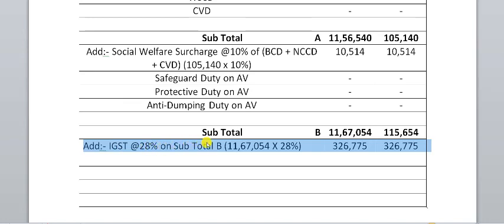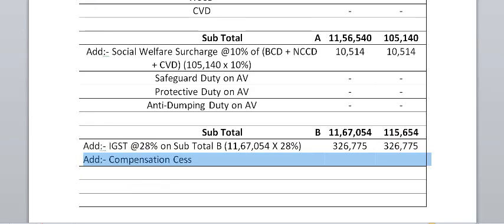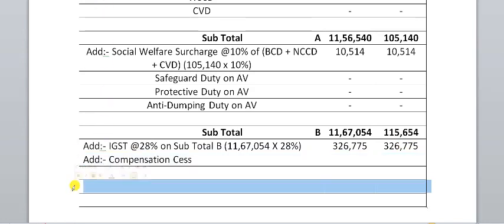IGST at 28% on subtotal B is given. They have mentioned that IGST is at 28%. We have to find it out on subtotal B. So 11,67,054 into 28%, 3,26,775. There is no compensation cess mentioned in the problem.